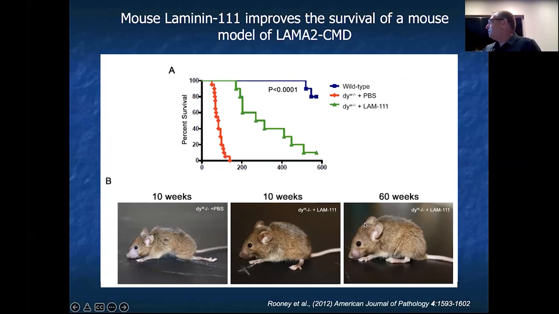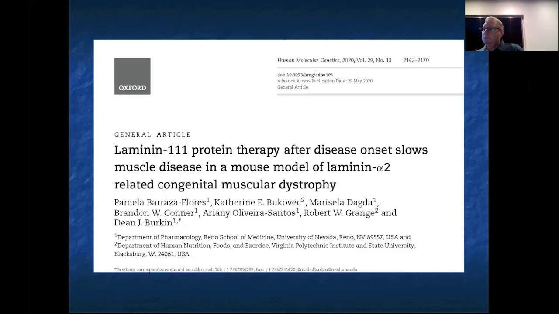The laminin alpha 2 mice, these are their survival curves, die at a very young age. When you treat with laminin 111, you can extend this out, and this is wild type at the top here. So we had a highly significant increase in survival in these animals. And this is a laminin alpha 2 mouse. Now, mice normally live about 2 years, and we're still going at 60 weeks of age, so we're over a year. So we've really substantially increased the survival time frame.